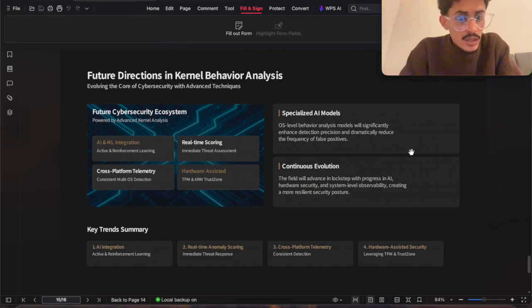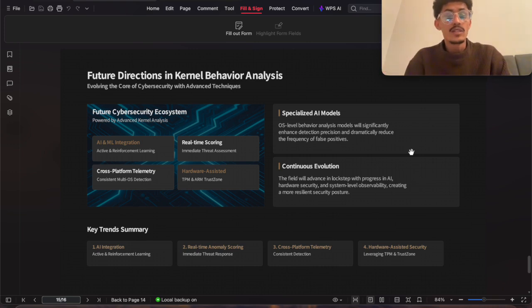The future of detection and kernel analysis, it's going to be like a future cybersecurity system. Here in the picture: AI and ML integration, cross-platform support, real-time scoring, and hardware assistance. And here is the key trends summary: AI integration and real-time analysis.